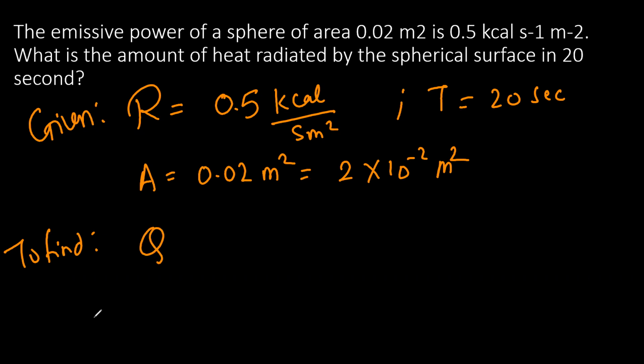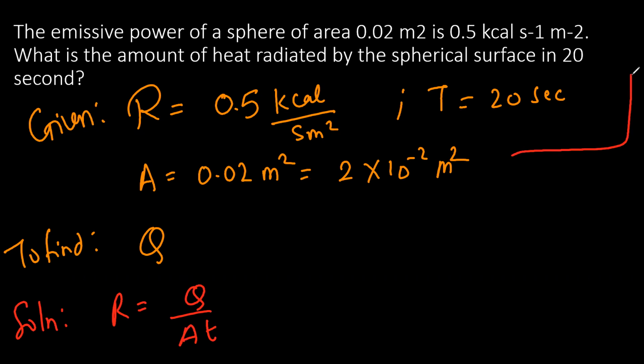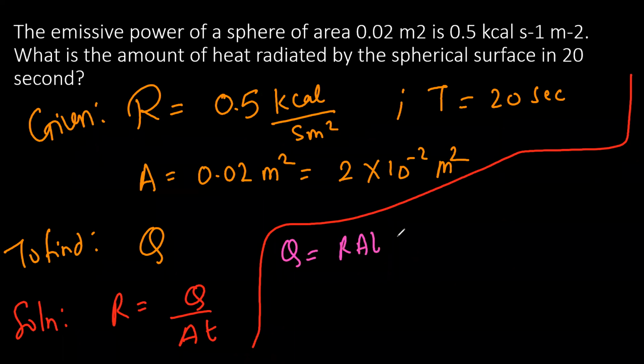So if you go through the formula, so what is the formula? Formula is R is equal to Q by A t. So find out क्या करना है, find out करना है Q. So we can write Q as R A t. So you can write small t. Okay. So what is R? R is 0.5. Sure. Then area is 0.02, so I write 2 into 10 raised to minus 2. Then time is 20. So simple.